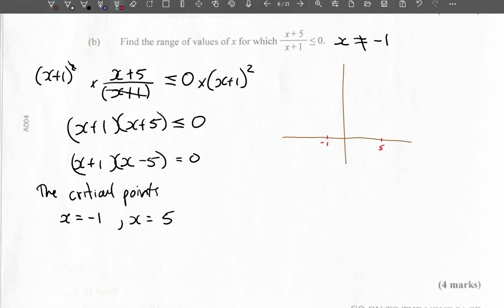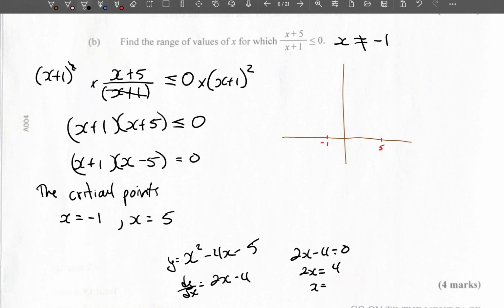What's going to be the minimum point of this graph? Let's do that quickly so we have a bit of an accurate sketch. Our graph is y equals x squared minus 4x minus 5. If y is this, then dy/dx is going to be 2x minus 4. If we set dy/dx equal to 0, we're going to find our turning point. 2x is going to be 4, so x is 2. So the x value of the turning point is x equal to 2, somewhere here. And what's the y value that goes along with that?